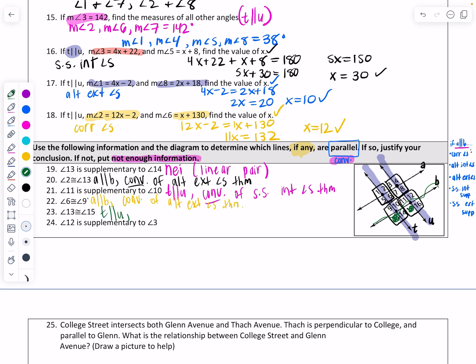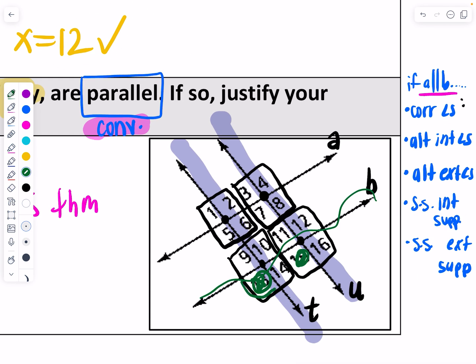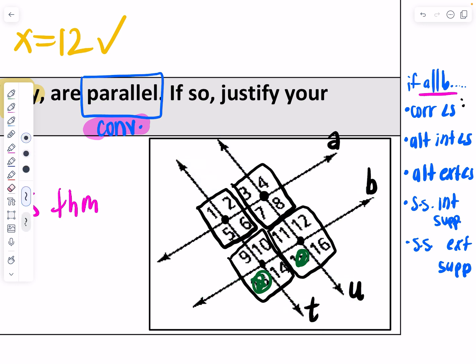Why? Because those are corresponding angles. Those sit in the bottom right-hand corner, so the converse of the corresponding angles theorem. Corresponding angles say, hey, this is the bottom right, this is the bottom right, and so those are congruent, and if those are congruent, then boom, I know that those lines are parallel. So I'm looking at these different groups every single time.